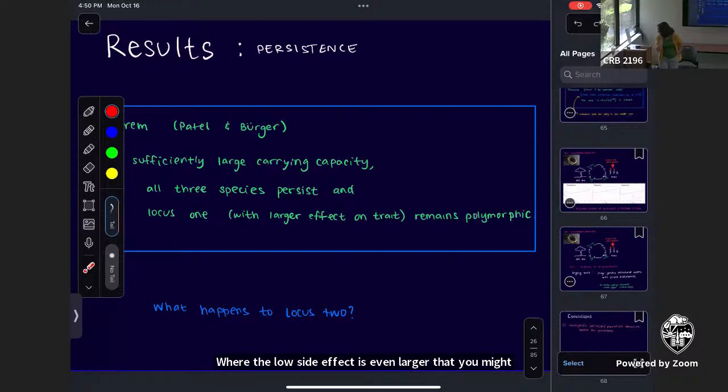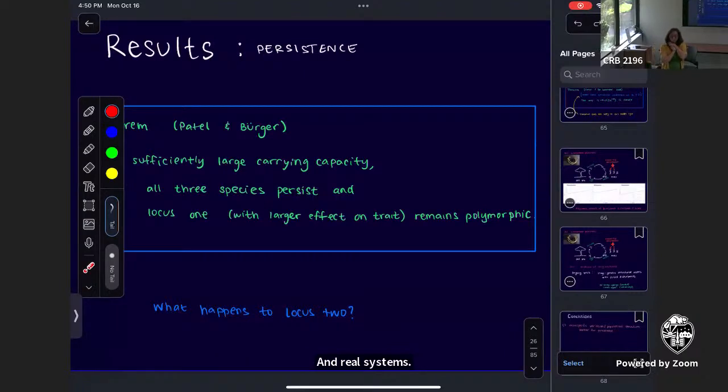Yeah. I'll see if I can pull it up. I have it in one of my older talks. Or we can chat later. But I thought that was interesting because what I wanted to know is, is this true in reality? Do we see larger effect loci being more polymorphic in real systems? I don't know.